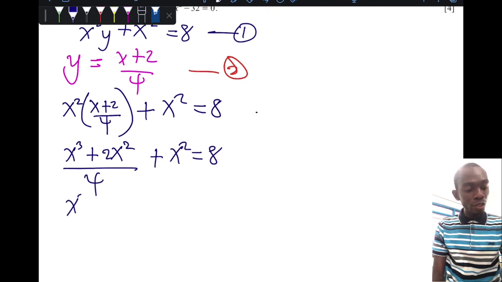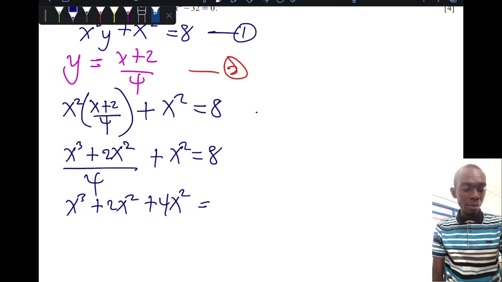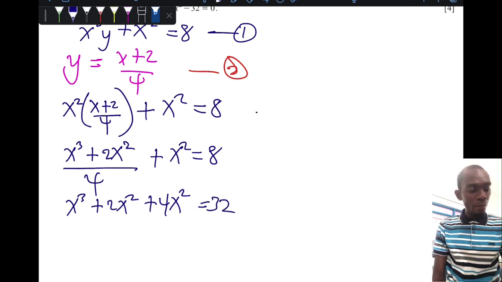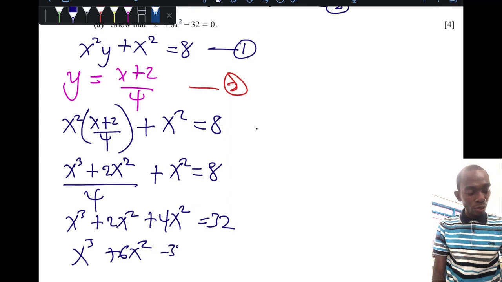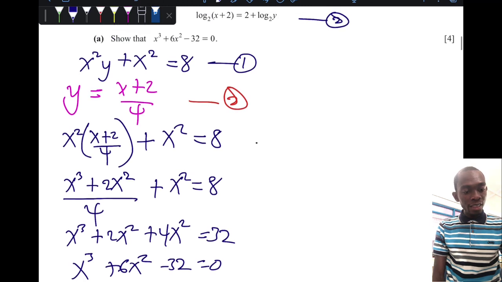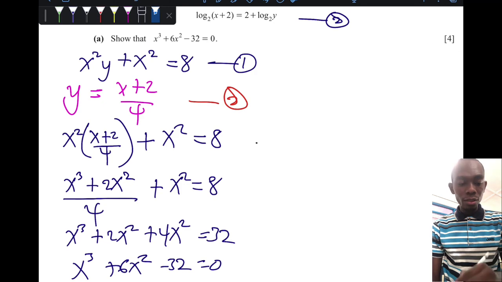I'm going to have x cubed plus 2x squared plus 4x squared equals 8 times 4, that's 32, right? Yeah. So you have x cubed plus 6x squared minus 32 equals 0. Okay, and this is exactly what the question wanted us to get. Okay, so that's how to go about it. All right, for 4 marks, check it out. 4 marks, it's cool.